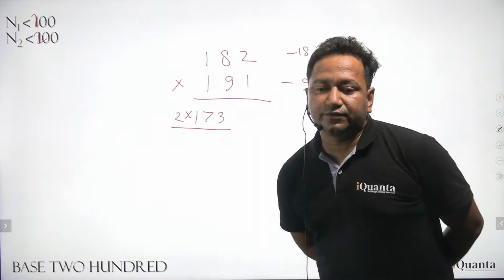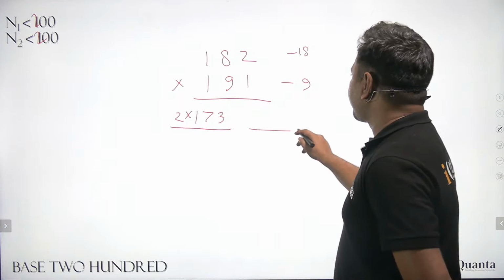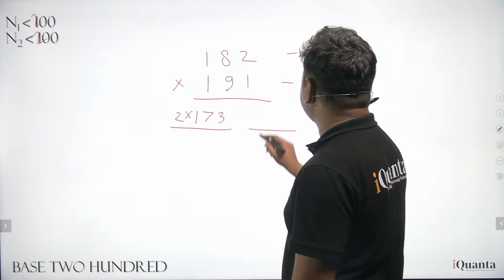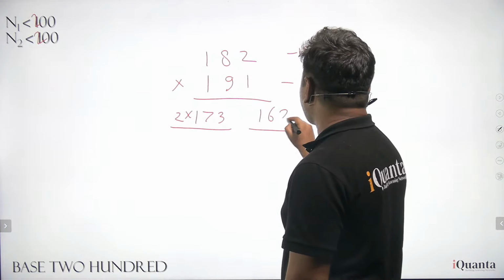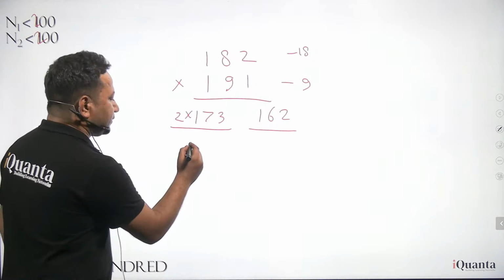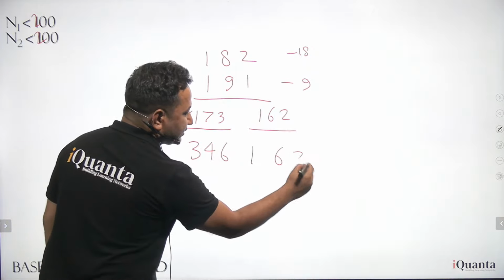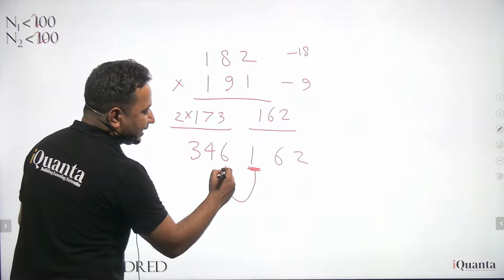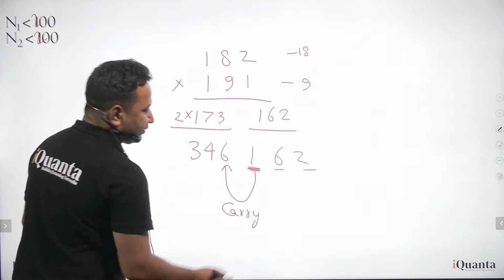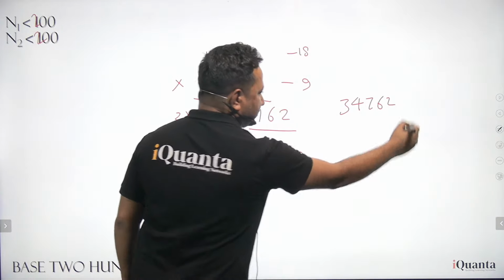Bhavna, you got 944. That was the previous answer. This one. Here we get 346. Here we have 162. And this one is extra. This has to be carried forward because only 2 digits are allowed in the end. So carry forward, you'll get 34762.